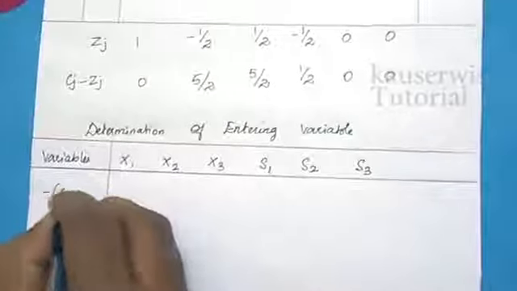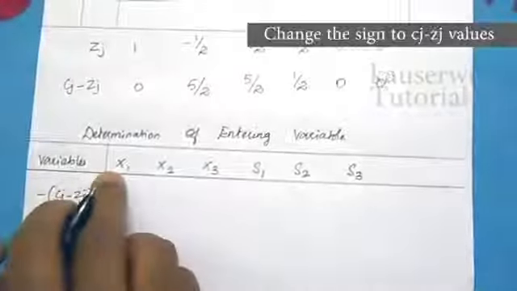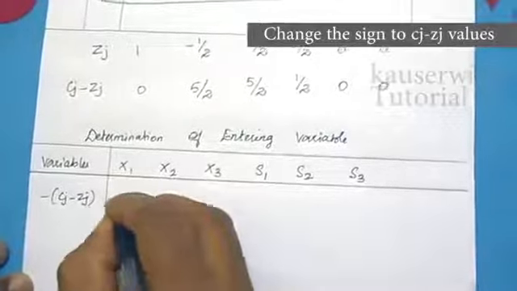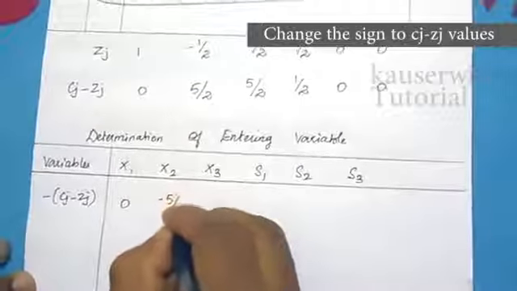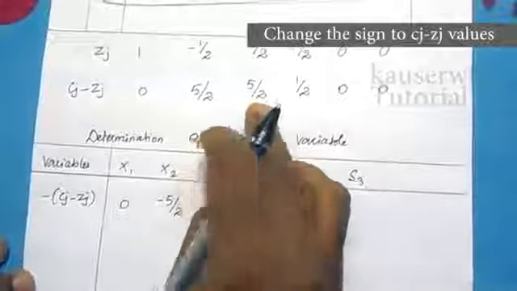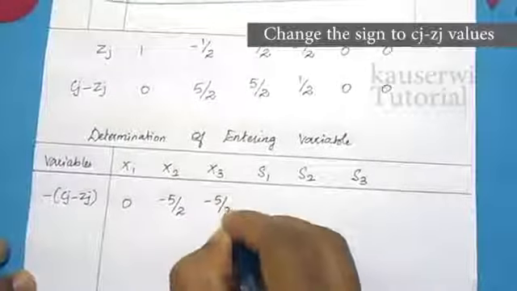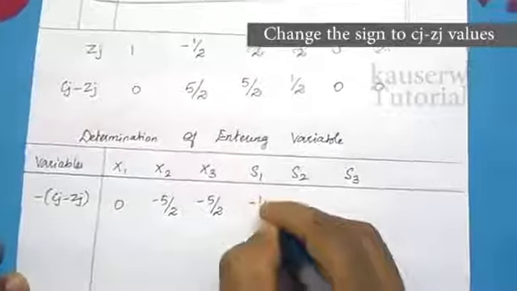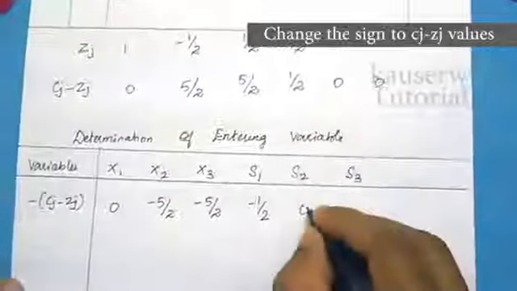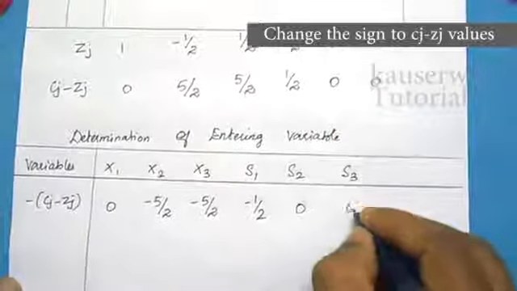Minus Cj minus Zj. x1 value is 0. x2 value 5 by 2, so minus 5 by 2. x3 value 5 by 2, so minus 5 by 2. S1 value is 1 by 2, so minus 1 by 2. S2 value 0. S3 value also 0.